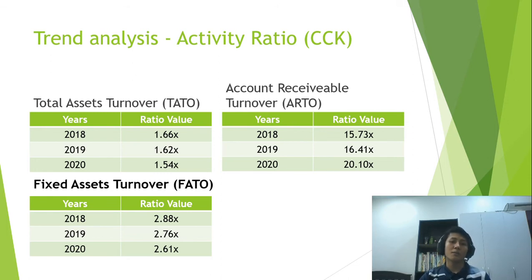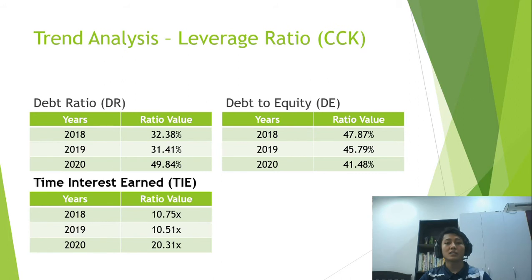Therefore, it shows that the company had the most effectiveness of using fixed asset to generate sales in 2018. Move on to the next slide. Now we compare the trend analysis of CCK company's leverage ratio for 2018 until 2020. Leverage ratio is a ratio to measure the extent to which a firm is using debt financing and the degree of safety that the firms provide to the creditors.